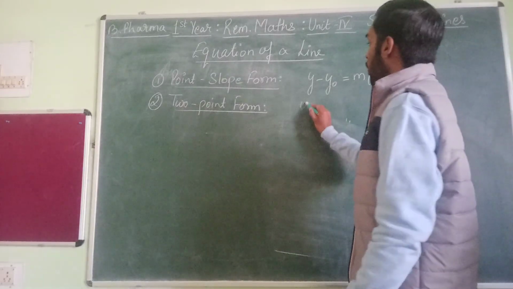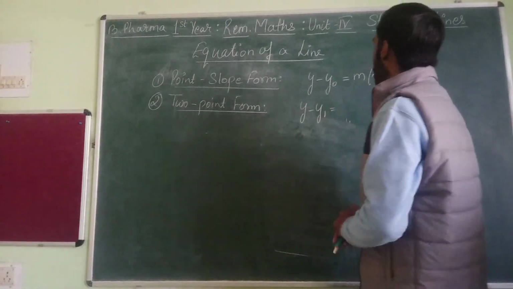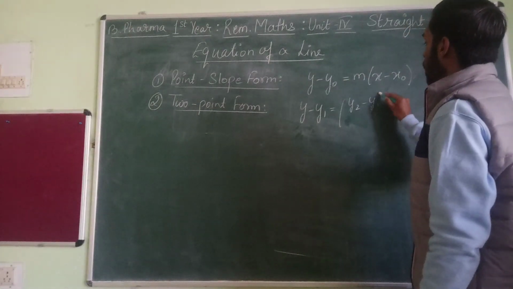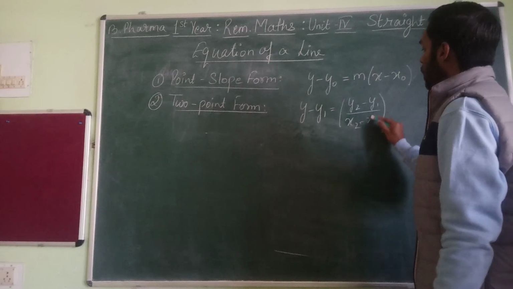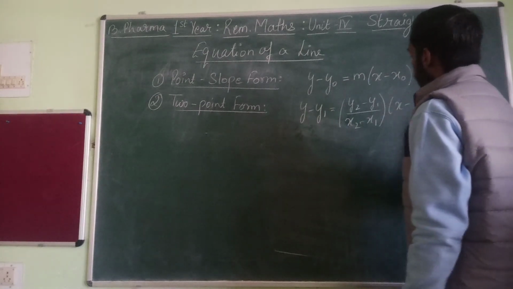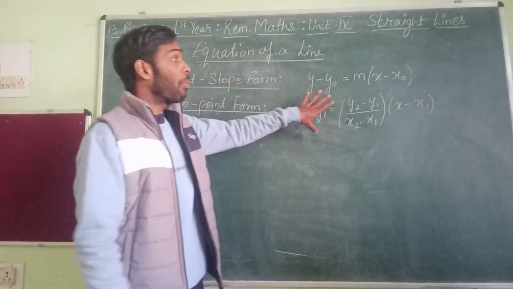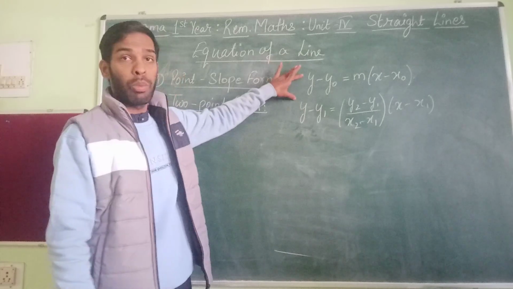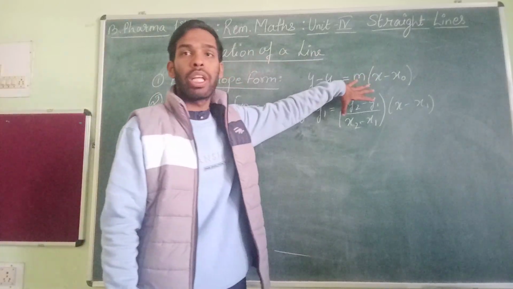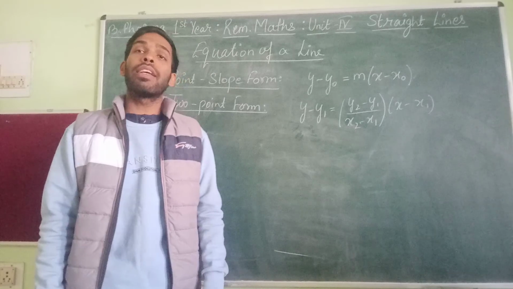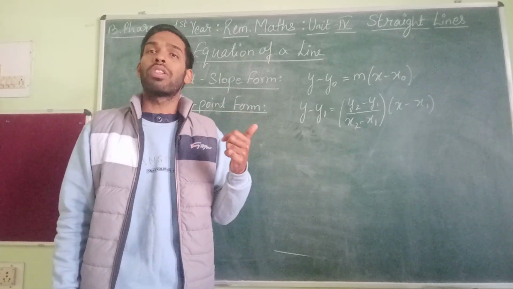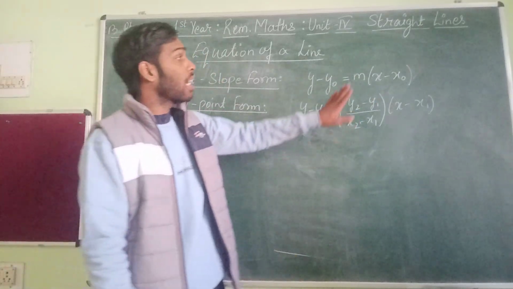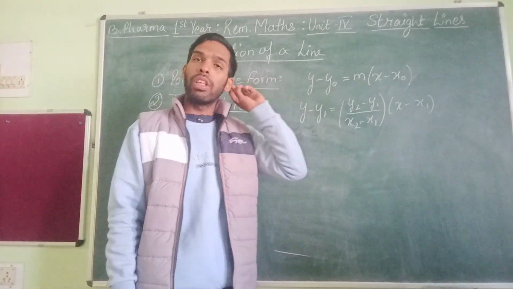So this form is y minus y1 is equals to y2 minus y1 upon x2 minus x1 into x minus x1. Since this form is just a corollary, or just one step ahead of the previous form, what did we do here? We only put the formula of m. You studied the formula of m in the previous video: m is equals to y2 minus y1 upon x2 minus x1. So the very same formula we have substituted here and we have got the 2-point form. We just wrote x1, y1 in place of x0, y0. That is the very same thing.